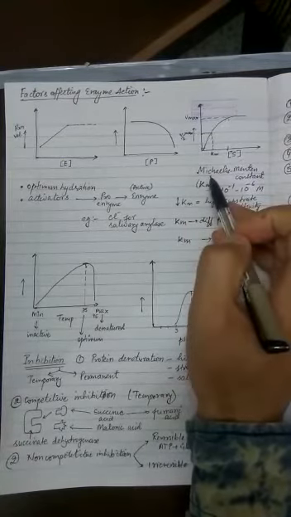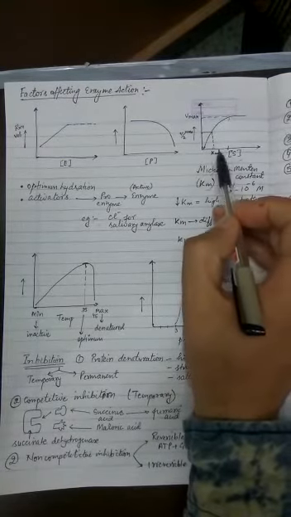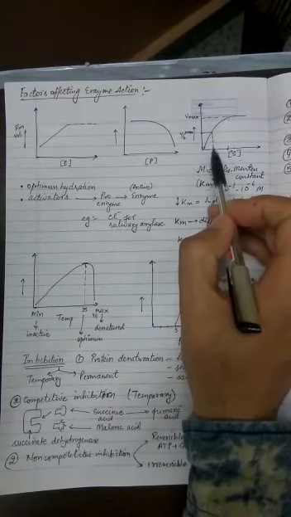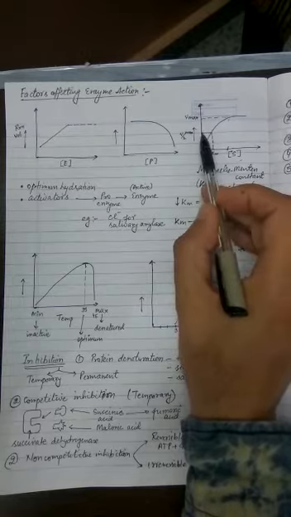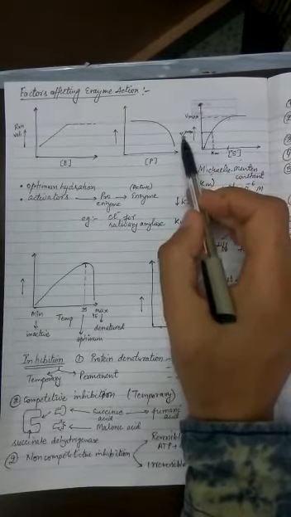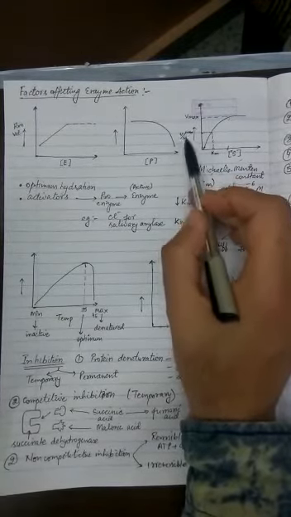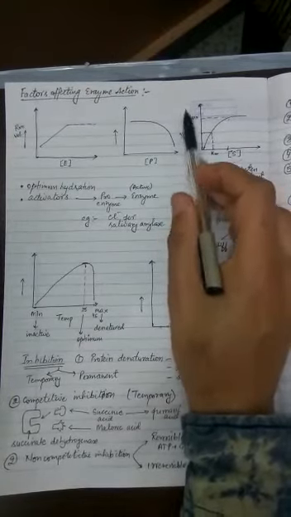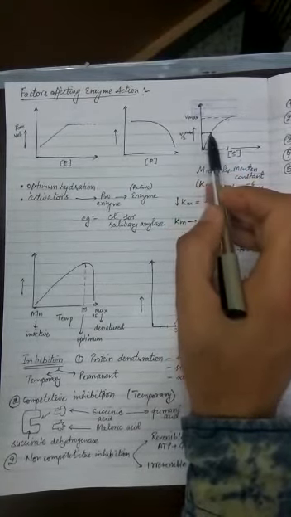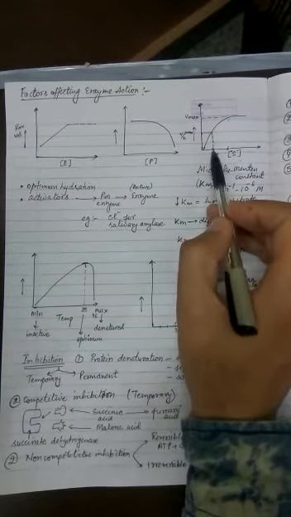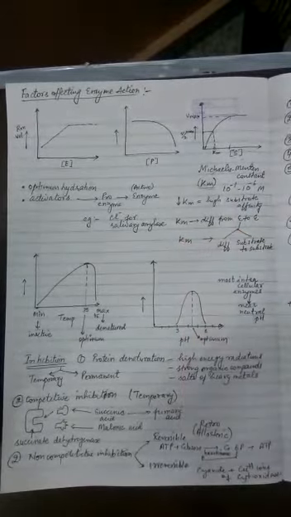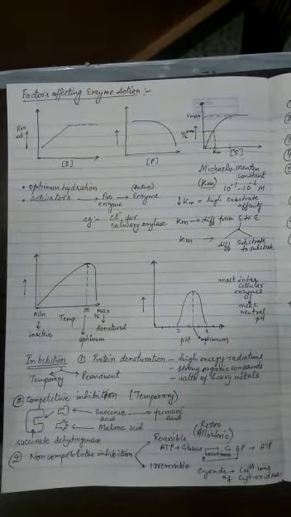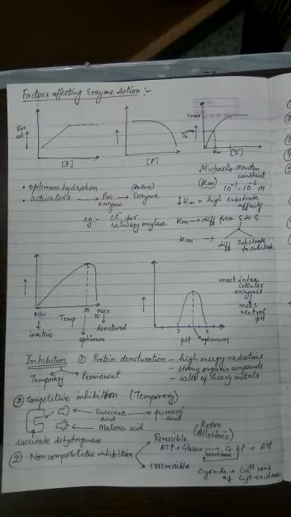So what is the Km value? It is the concentration of the substrate at which the speed of the reaction is halfway of the Vmax. So at the point when the velocity becomes half of the Vmax, that concentration of the substrate is called Km. I'm repeating again, Km is the substrate concentration at which the speed of the reaction is half of the Vmax.